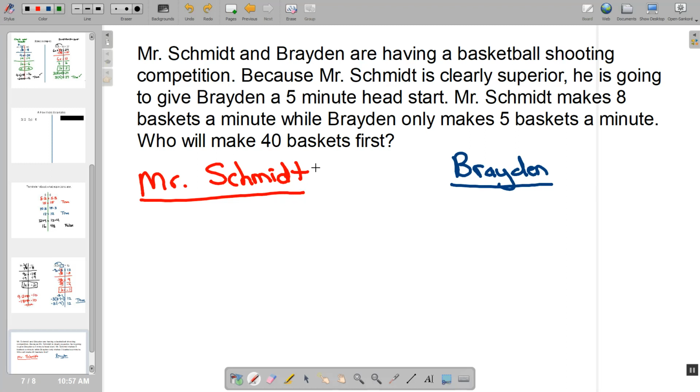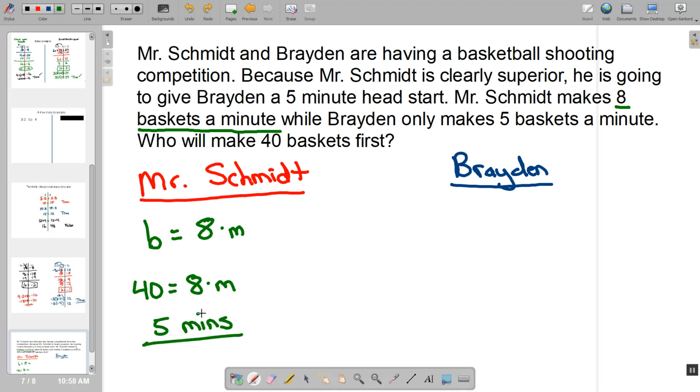So for Mr. Schmidt, we're going to do baskets is equal to, and we go find how many baskets he makes a minute, 8 baskets per minute, which means it's 8 times minutes. So 1 minute would be 8 baskets, 2 minutes will be 16 baskets, 3 minutes, 24 baskets, which means to make 40 baskets would be 5 minutes. Let's see if Braden ends up beating that.